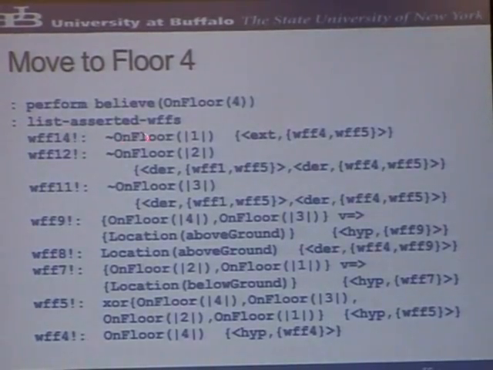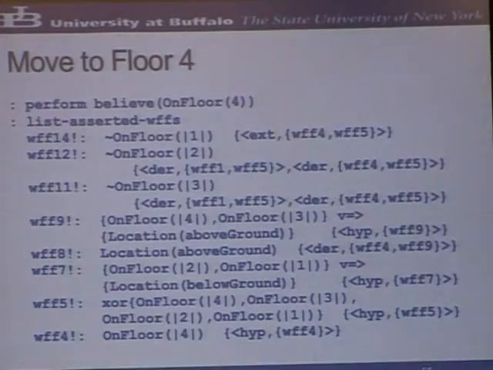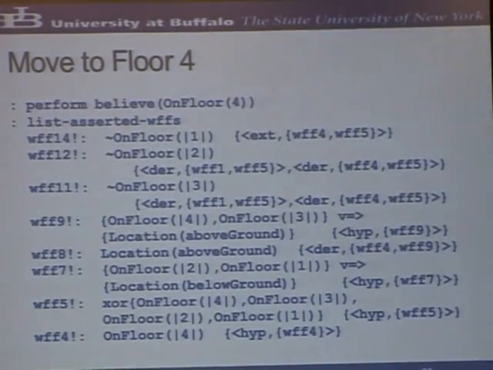And so at that prompt, we say list asserted woofs, and it says, oh, we're on floor four. We can be on exactly one floor at a time. One and two are below ground. In fact, we're above ground. Three and four are above ground. We're not on floor three or two or one, and that's it. All automatic. Now it believes it's on floor four and above ground, and it no longer believes it's on floor one. In fact, it believes its negation.